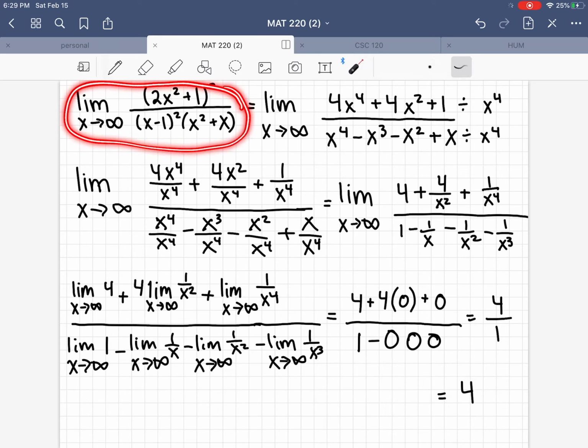So the limit as x approaches infinity of 2x squared plus 1 squared over x minus 1 squared multiplied by x squared plus x ends up being 4. So big things to remember when looking at these types of equations where we're solving for the end behavior, and we have a lot of these exponents: look for that highest degree term on the bottom, divide both the top and bottom by that term, and then use your limit laws to solve. All right, hopefully that helps you out with those types of problems in the future.